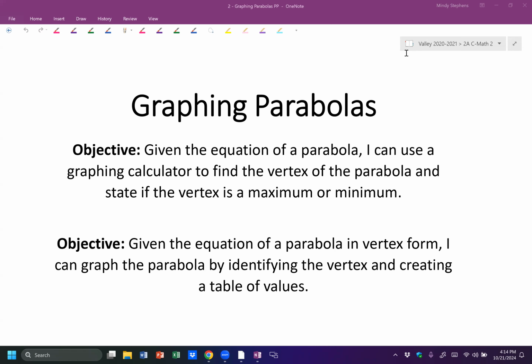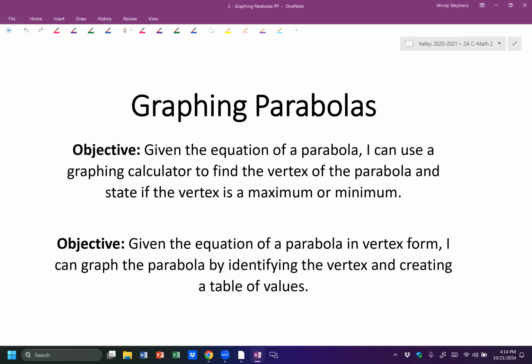So we're going to use the graphing function in our calculators to help us find the vertex, and then we can decide if it's a maximum or minimum. Then we're going to be able to graph a parabola. Given the equation, we're going to be able to graph it just by hand without using the graphing function of our calculator. We're going to learn how to graph the equations of a parabola.